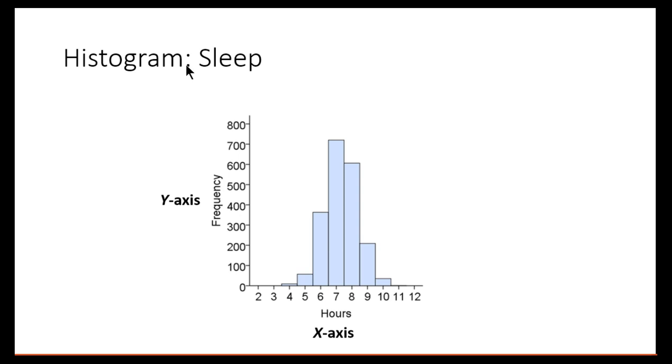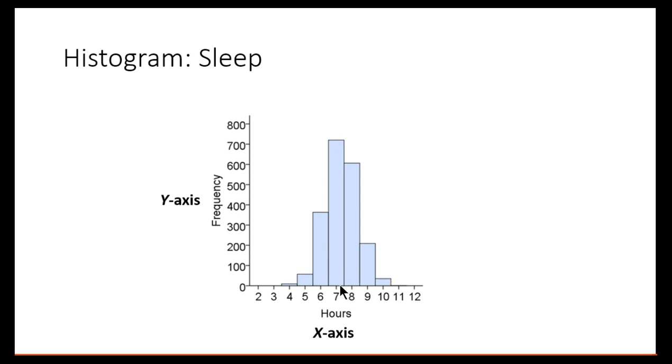And this is the histogram of sleep. These are actual data from a real study. We can see that in this histogram, the range goes from 2 to 12 on the x-axis. And there's also a frequency axis, which goes from 0 to 800 frequency or observations. And here are the rectangles that actually make up the histogram.